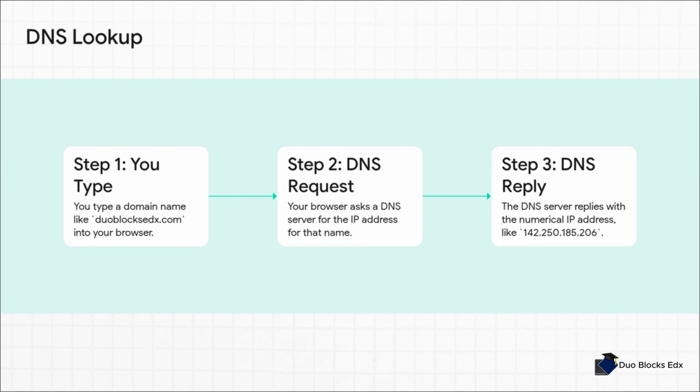Here's what happens. You type in the website name, your browser immediately sends a message to a DNS server, basically asking, hey, what's the IP for this name? The DNS server looks it up in its massive database, finds the matching number, and sends it right back. And just like that, your browser knows exactly which server in the world it needs to talk to.